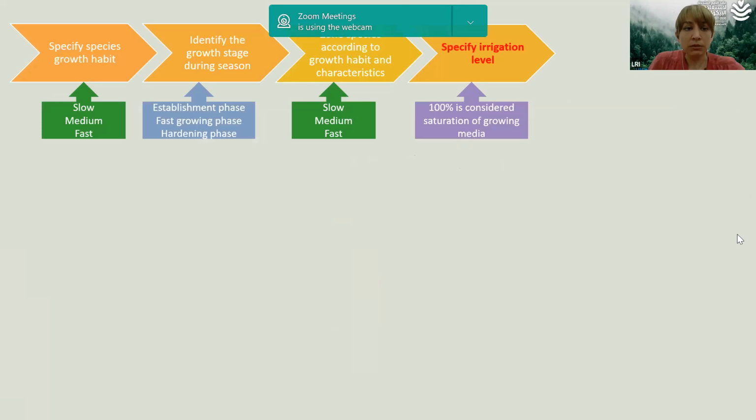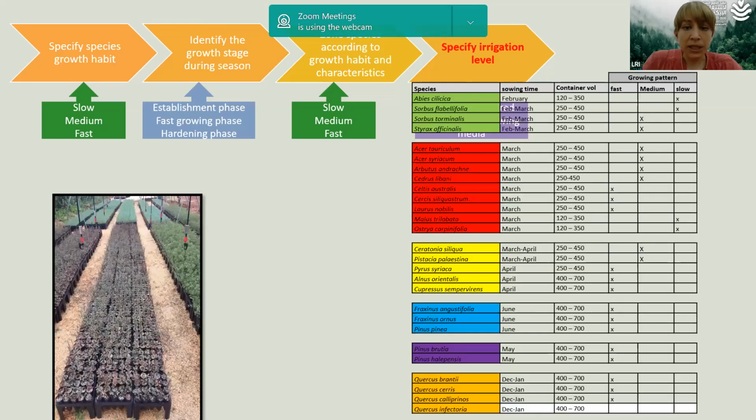To be able to do this, again, we specify the species growth habit. We identify at which growth stage it is during the season, if it's the establishment phase, the fast-growing phase, or the hardening phase. And according to the growth habit of each species, we can group them in zones in the nursery. Here you have examples again of how a certain irrigation system could be developed.